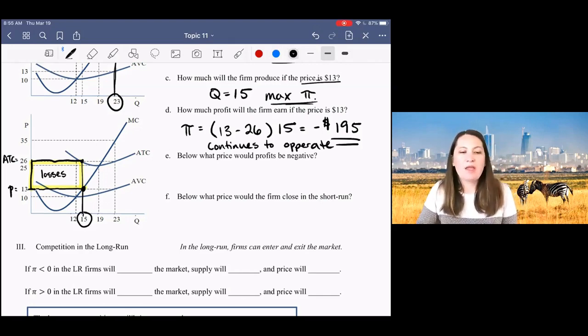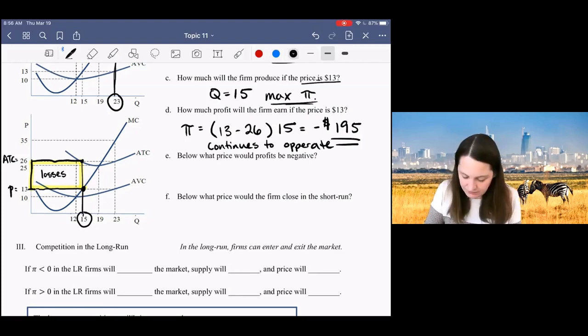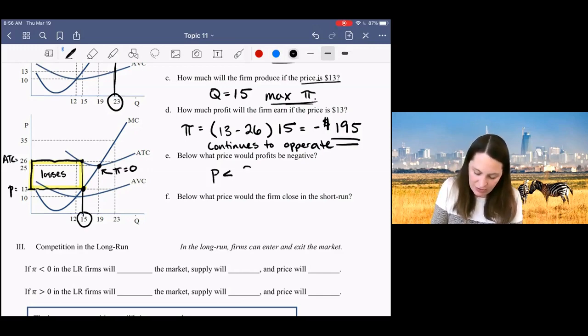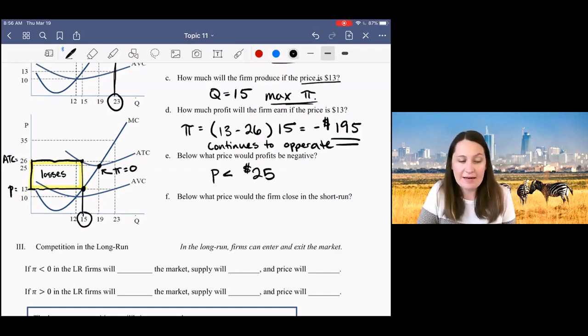Next question. Below what price would profits be negative? Well, we know this point here where average total cost intersects marginal cost, that's where profits are equal to 0. Any price below $25 is where profits would be negative. Remember, there are two kind of important intersection points on this graph. One where marginal cost intersects average total cost, the other where marginal cost intersects average variable cost.